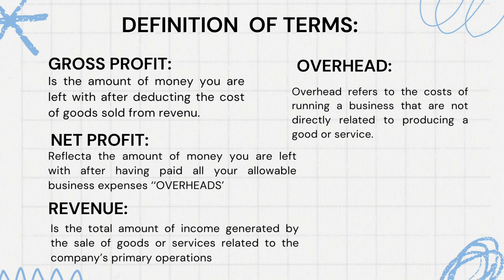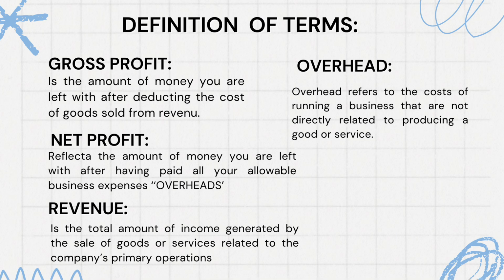Definition of terms. Gross profit is the amount of money you are left with after deducting the cost of goods sold from revenue. Net profit reflects the amount of money you are left with after having paid all your allowable business expenses and overheads.